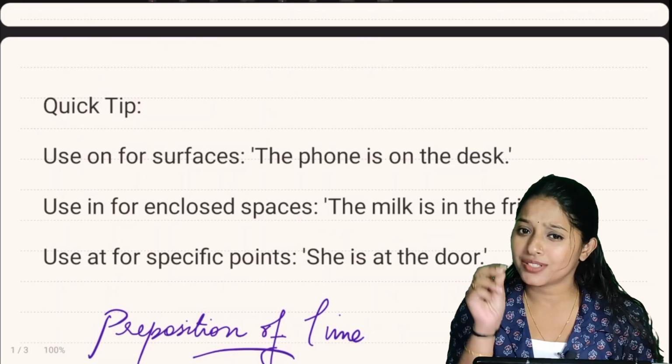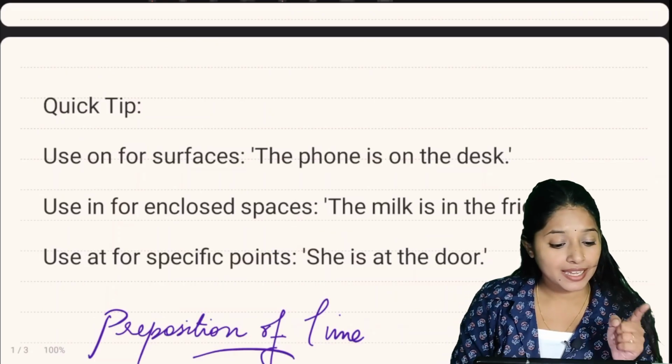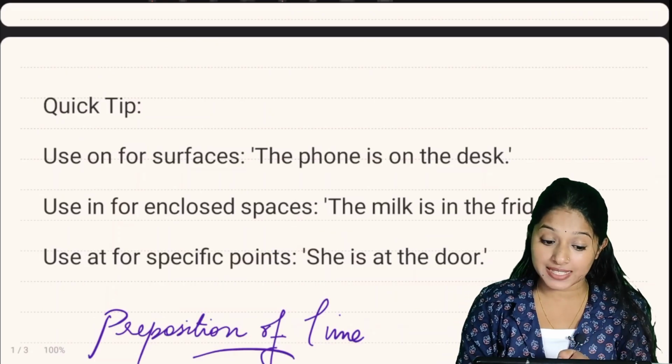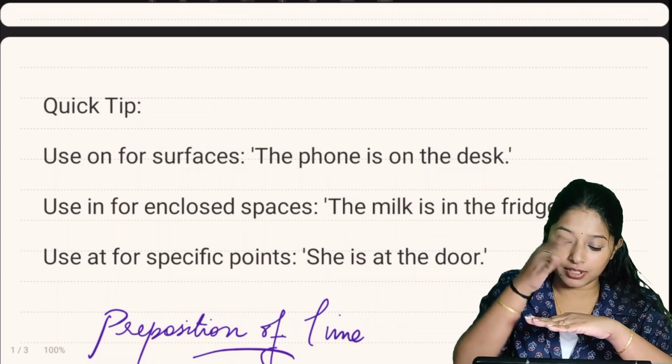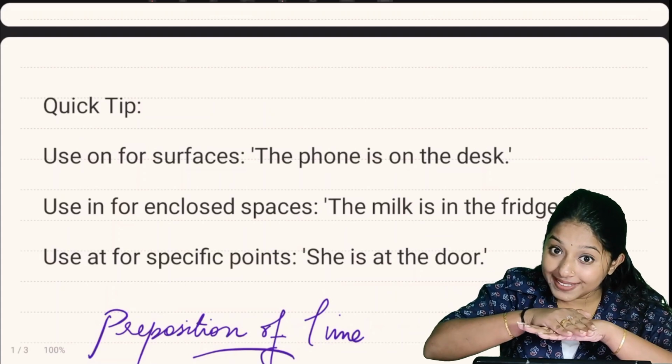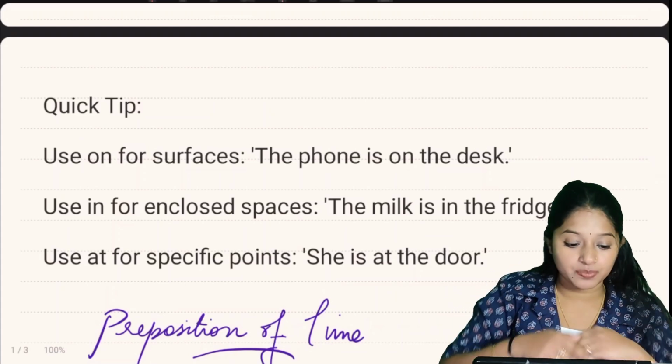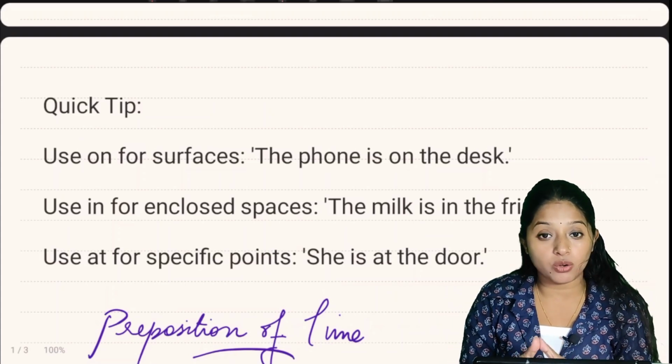So here is a quick tip. Use on for surfaces. Where is the phone? The phone is on the desk. On the desk.